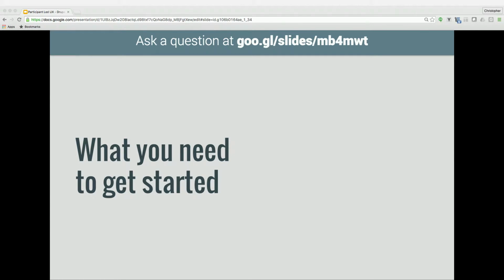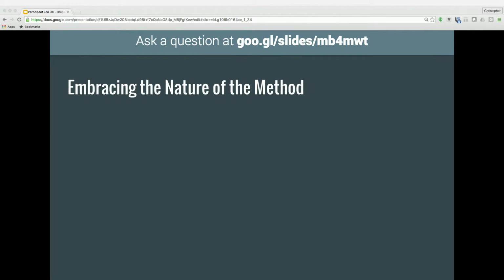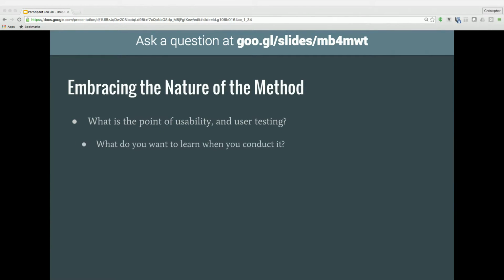So what do you need to actually get started if you want to start doing participant-led? So first is embracing the nature of method. And so what's the point of usability and user testing? Now, if you're me and you believe in user experience, the point is to get actionable information to inform your design and development decisions. If that's actually what you're after, then that's something that you should hold on to and keep in mind as you design your engagements, as you try to move forward and conduct your research. What do you want to learn when you conduct it?